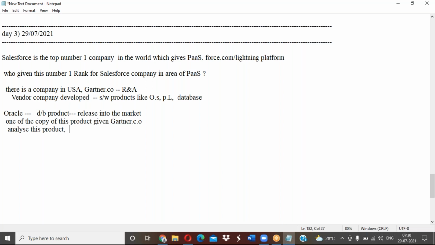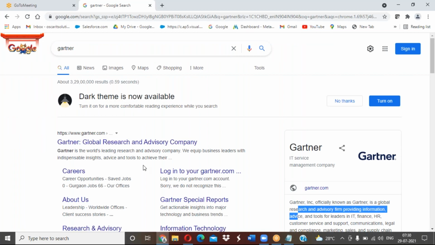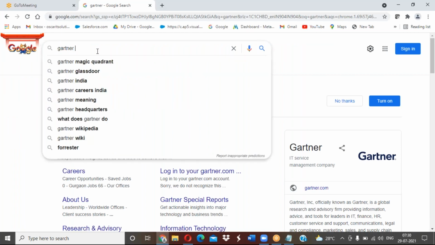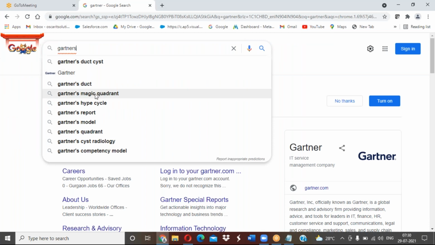So Gartner and Company gave the number one rank to Salesforce company in the area of what? PaaS. See guys, I will show you an example here. Gartner's Magic Quadrant. What is this? Gartner's Magic Quadrant. Look at this, everybody.